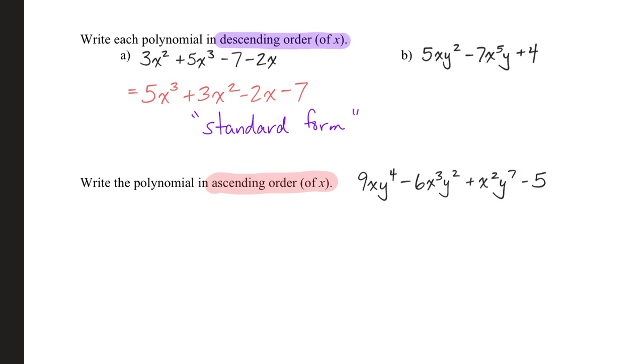Okay, what I'd like you to do is now to try question B. I want you to write that polynomial. There's 3 terms in it, so it's a trinomial. I'd like you to write that trinomial in descending order of x. Okay, pause it now.